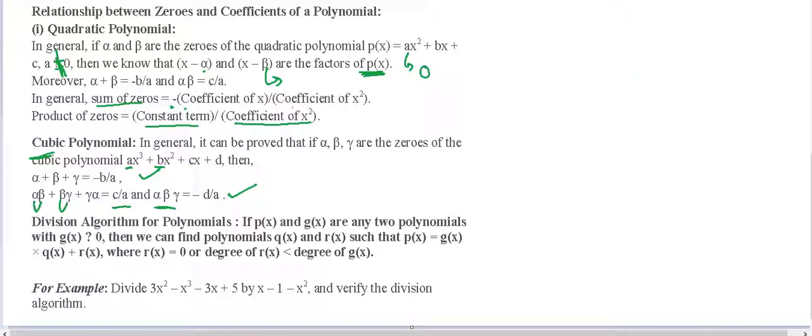Now let us understand this with an example. These are some generalized rules. You have to just remember them for solving the equation. For example, if you have a polynomial, see, this is your polynomial x square plus 7x plus 10. This is your quadratic polynomial as the degree is 2.